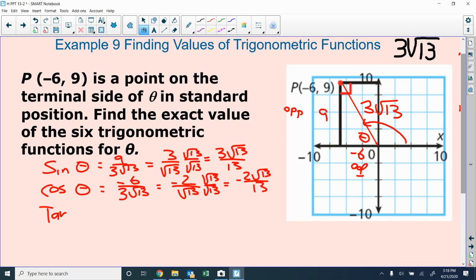Your tangent. Your tangent here is going to be your opposite over your adjacent. So it's going to be 9 over -6, which will simplify to -3/2. So there's your sine, cosine, and tangent.